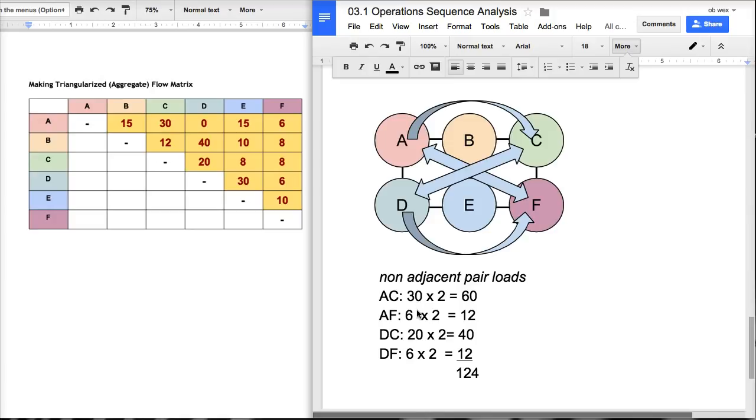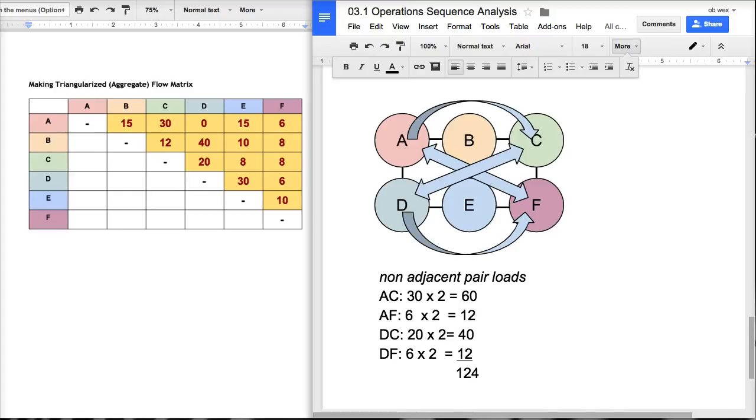And if we think about it, that makes sense. All of these numbers here, 30, 6, 20, 6, are the amount of people that are traveling, and all of the twos are the distance that they're traveling. We're adding all of those different weightings together to get an overall weighting of the layout. That is the amount of distance that is traveled by a number of people.